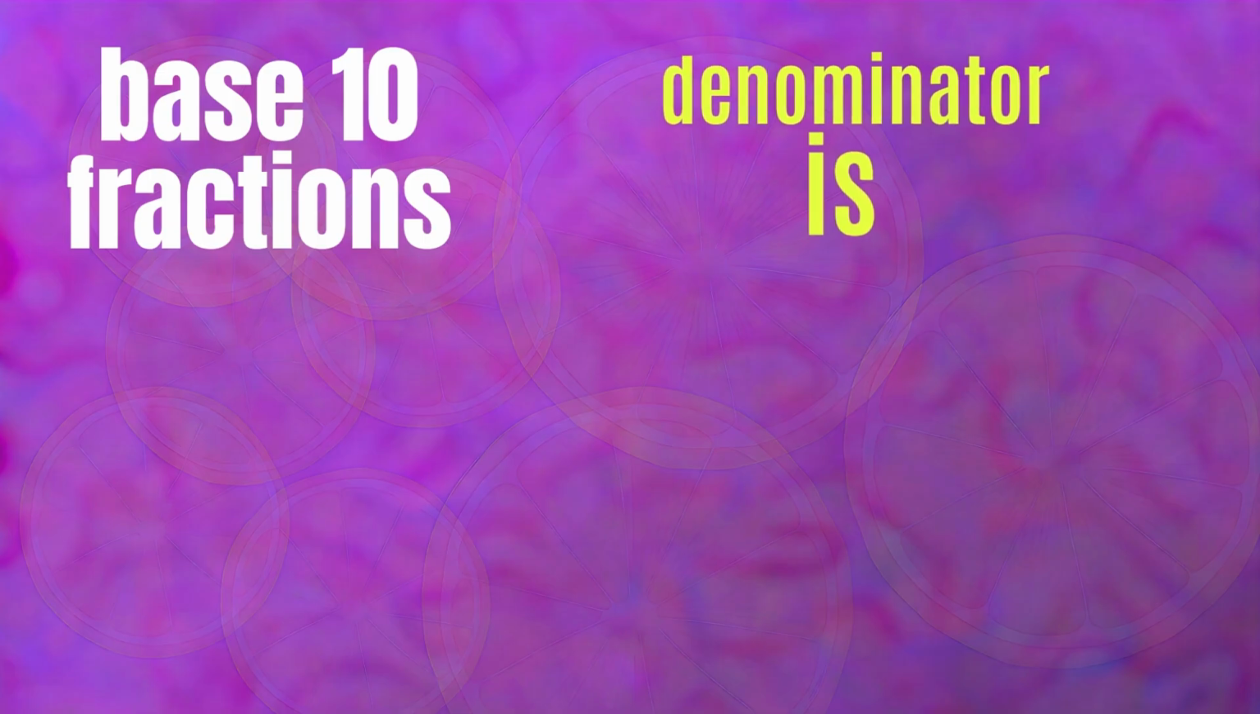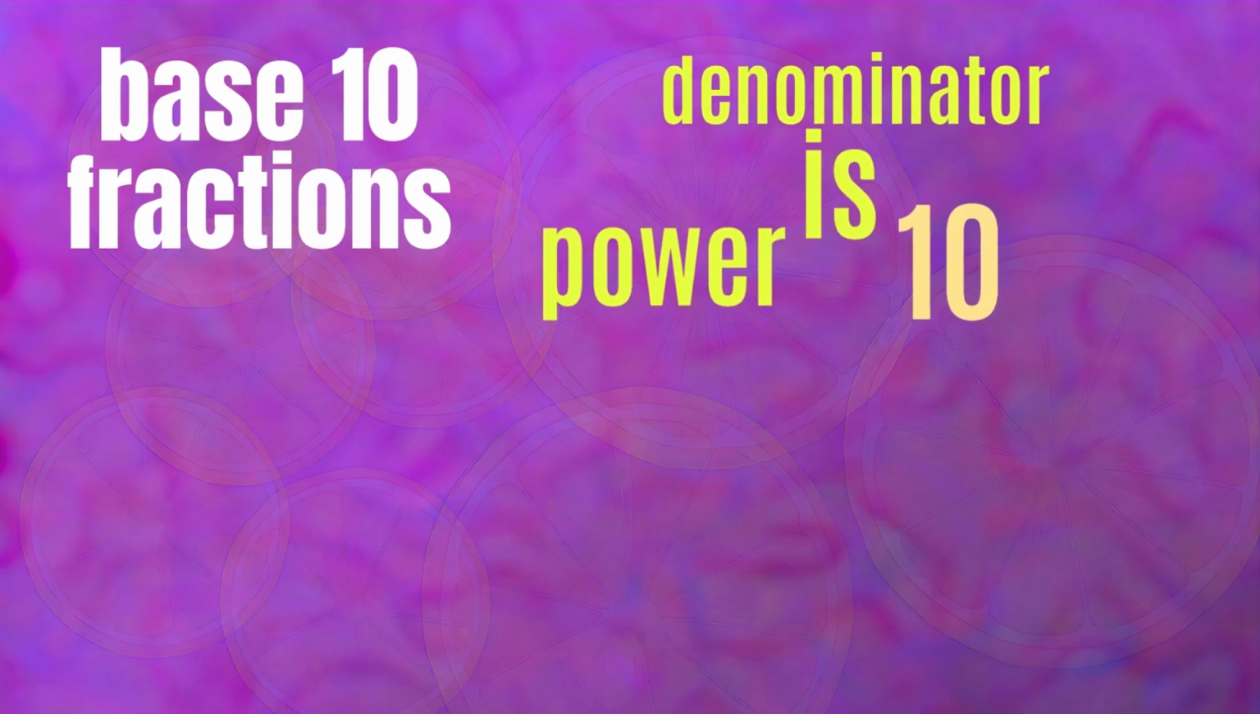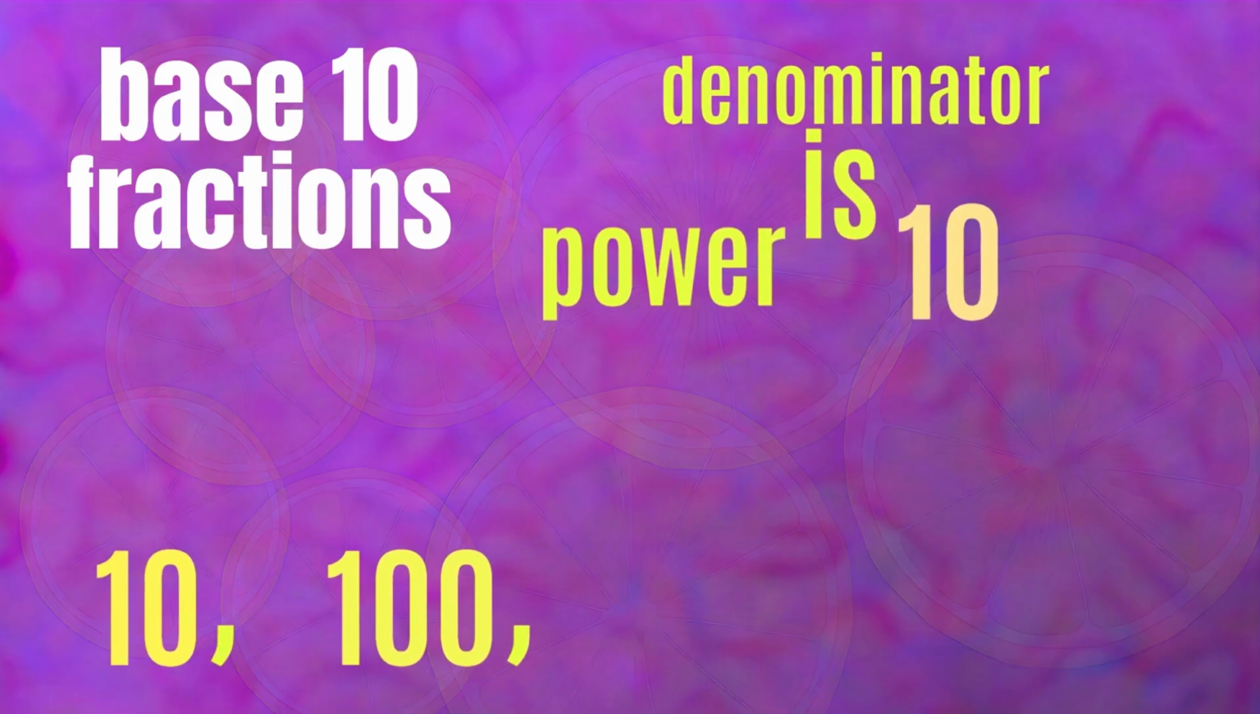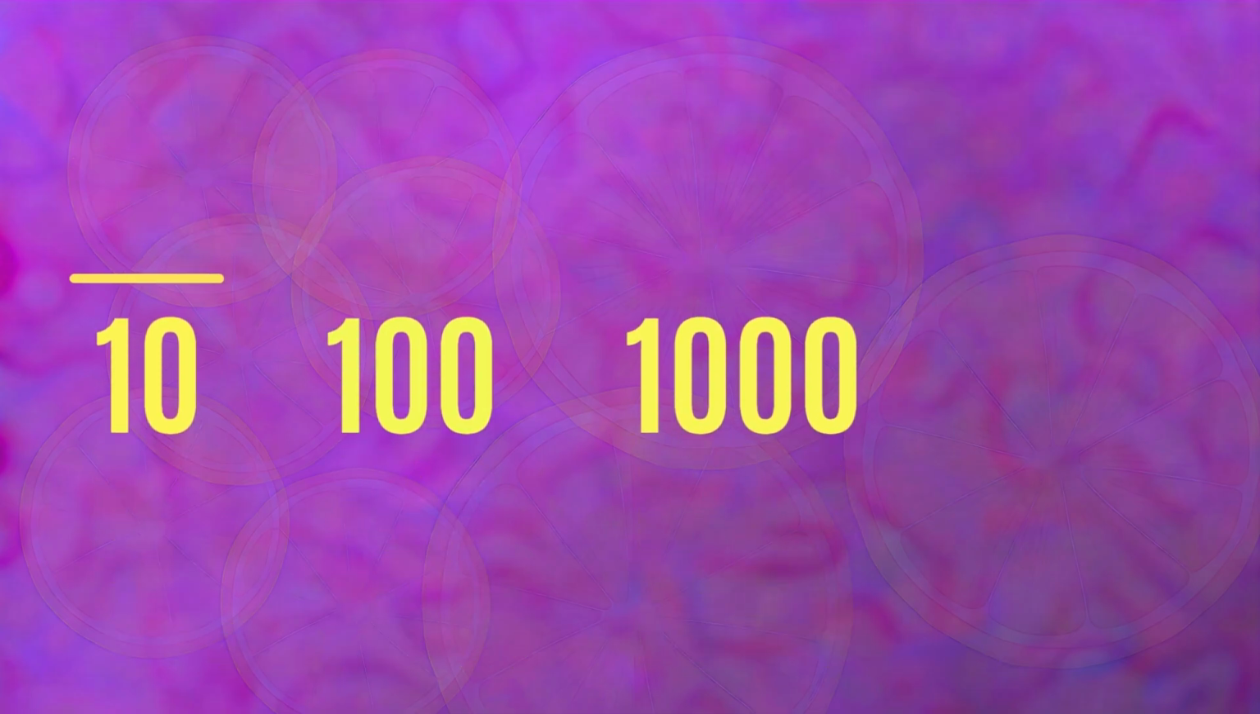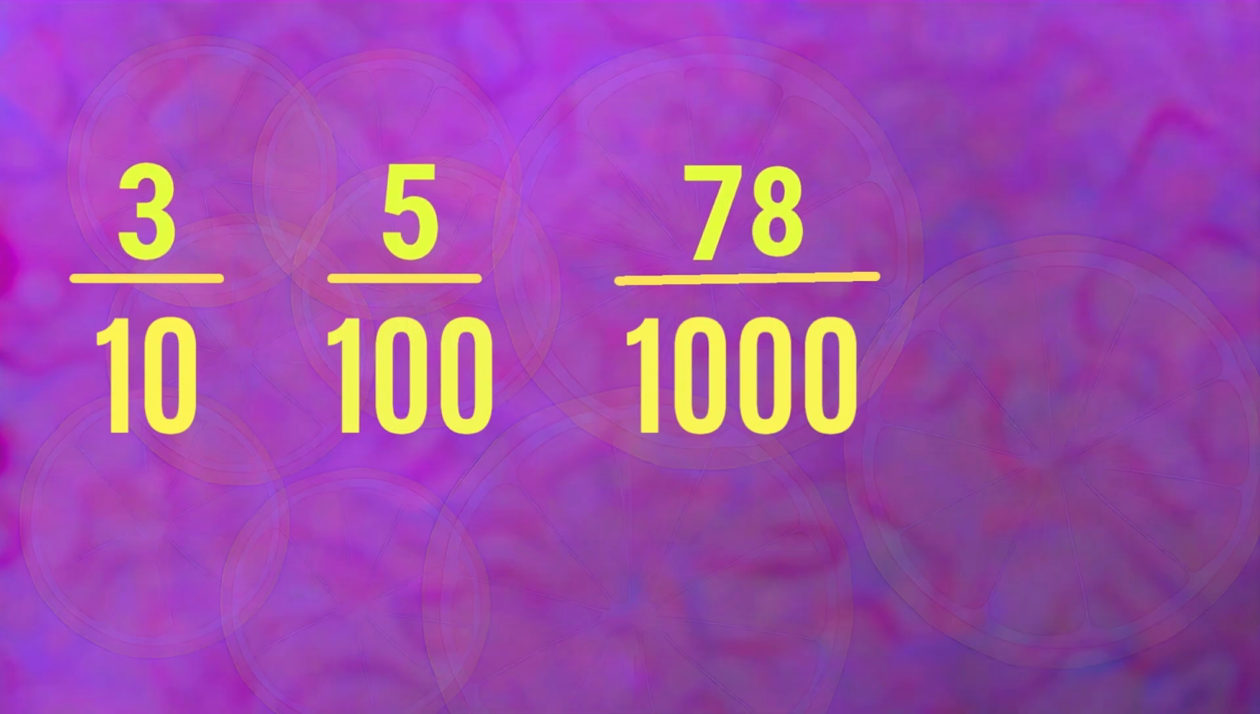A base 10 fraction is a fraction where the bottom number, which is called the denominator, is a power of 10. That means the bottom number can be 10, 100, 1000, or even more. The top number, which is called the numerator, can be any number. It could be 3, 5, 7, or any other number.